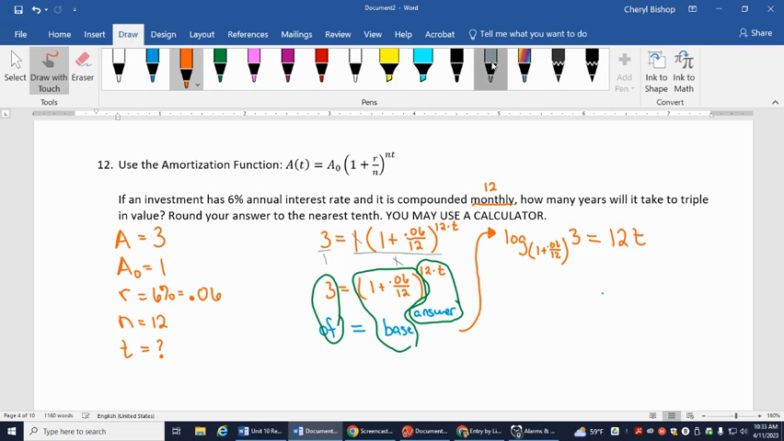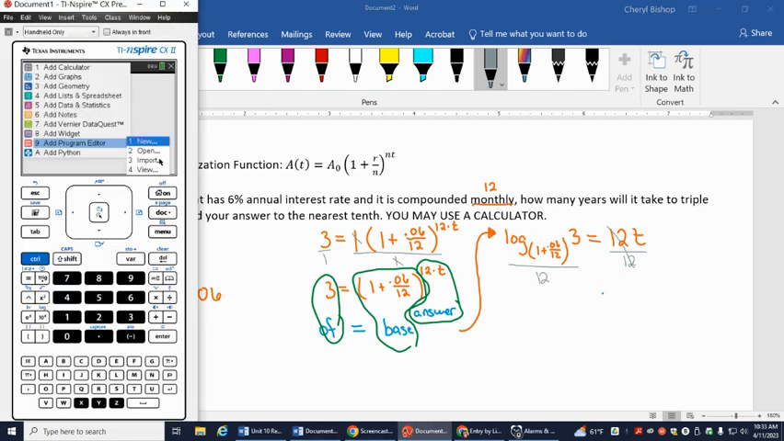If I'm trying to solve this for t, how do I get rid of that 12? Divide by 12. So on my right-hand side, my answer is just t. All of this has no variables in it. I can put this in the calculator.